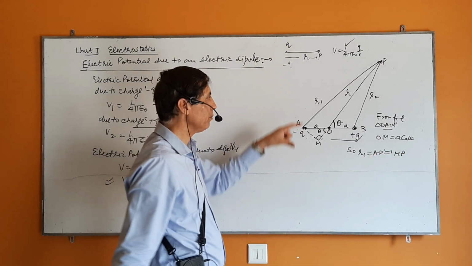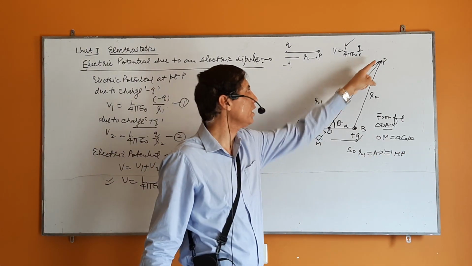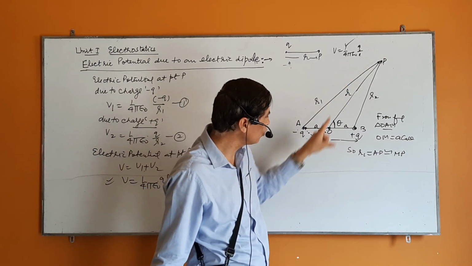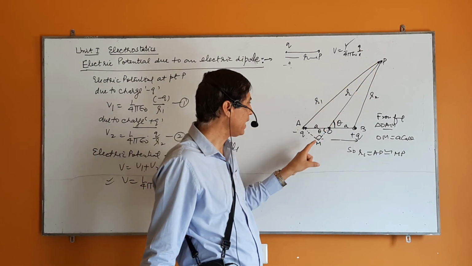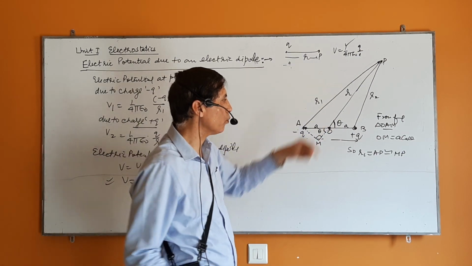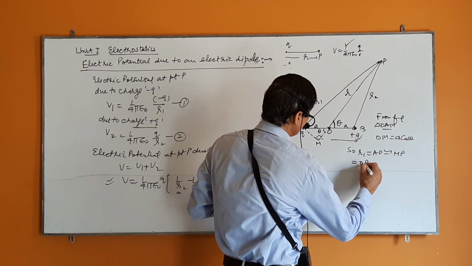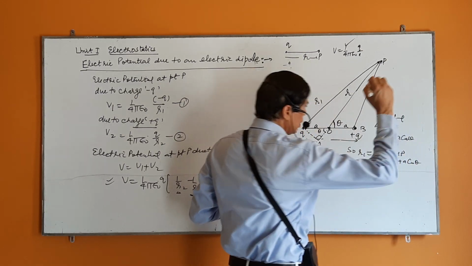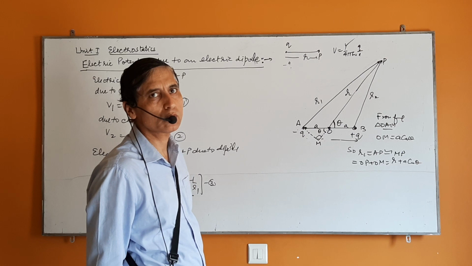Why MP? This side is very small in this triangle. When one side is very small, we can take this R1 as equal to this MP. And what is this MP? It is OM plus OP, that is equal to OP plus OM, so R plus A cos theta. I think everybody has understood how to calculate it.